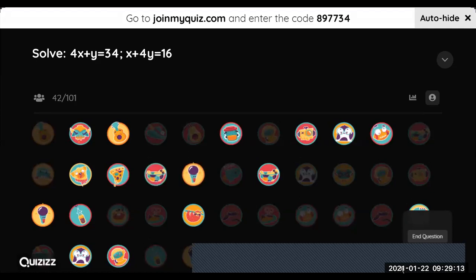For those who still want to join but don't know how to, you should go to Google, joinmyquiz.com, and you need to enter the code. The code is here on top. It's 897734. Enter this code and you will be on this dashboard, and you need to select the correct choice.